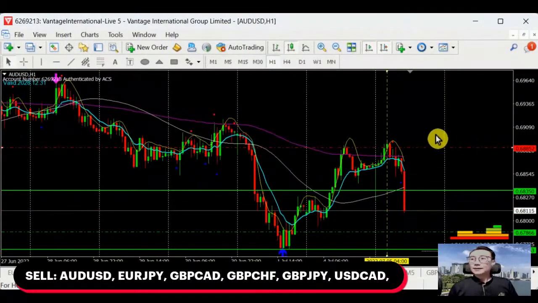Okay, guys, take a look at pound yen. Take a look at pound yen, guys.